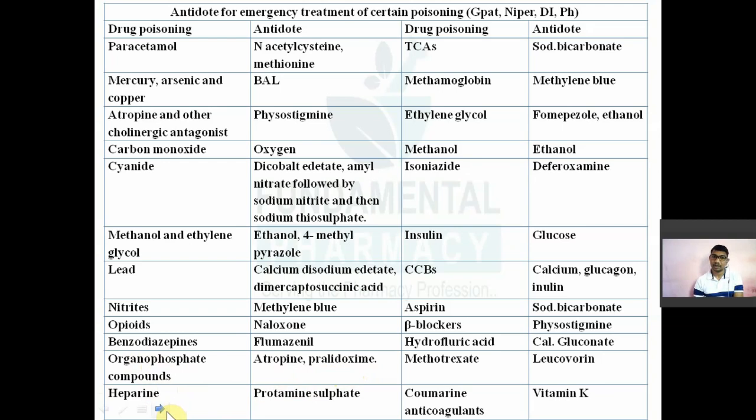So the antidote for heparin poisoning or heparin overdose is protamine sulfate. Yeah, this we have seen in the previous lecture also, when we were discussing coagulants and anticoagulants, I had said this. Okay. If you got an overdose of tricyclic antidepressants, TCA, like imipramine, desipramine, etc., or phenothiazines, sodium bicarbonate is an antidote.